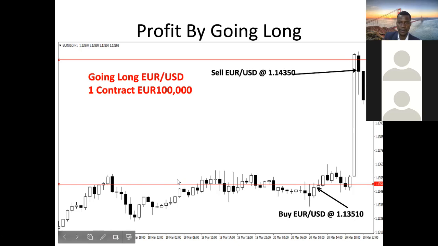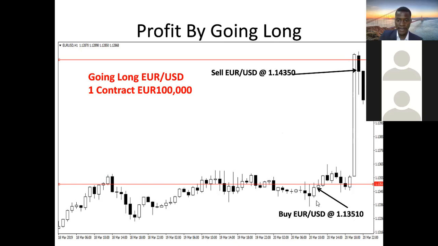So look at it now. Your entry is here, your exit is here. So in business, you must know your entry and know your exit. Those are the technical part of the trading, and we're using this to illustrate to you.